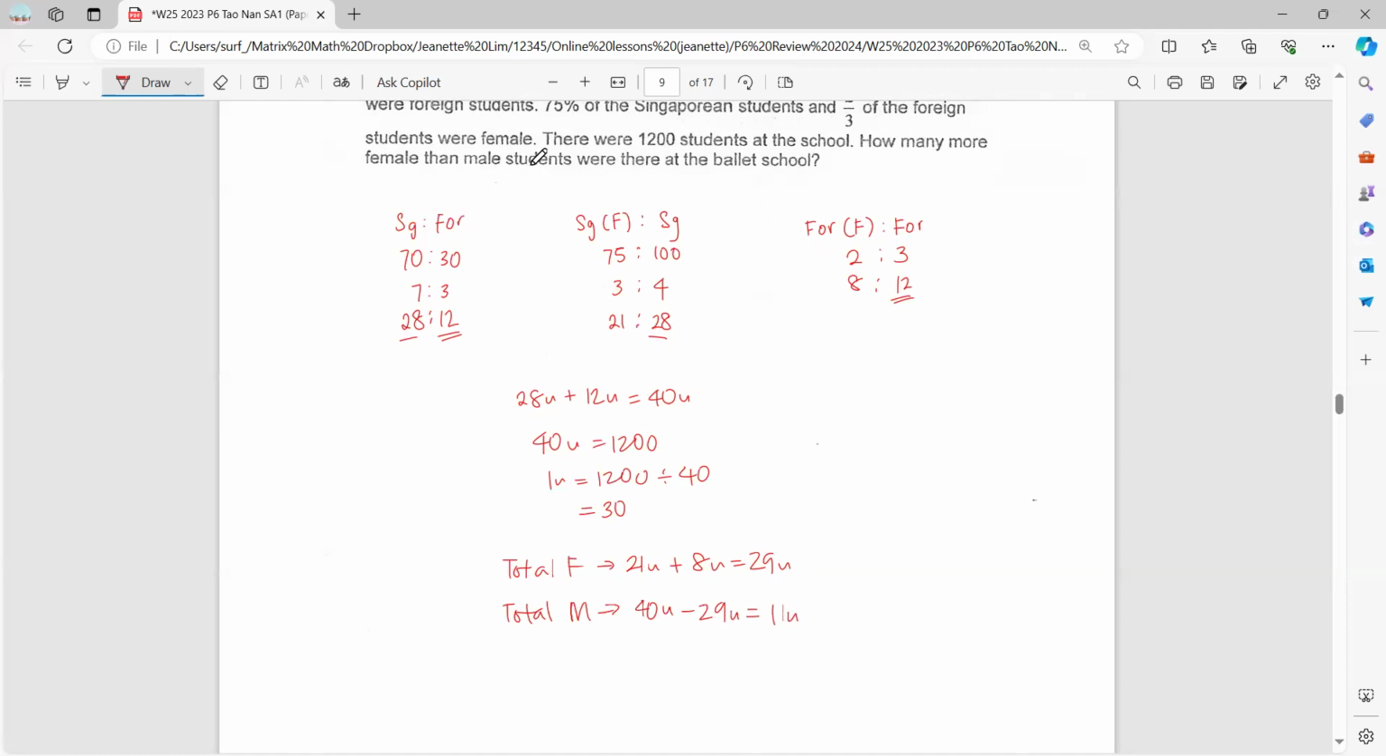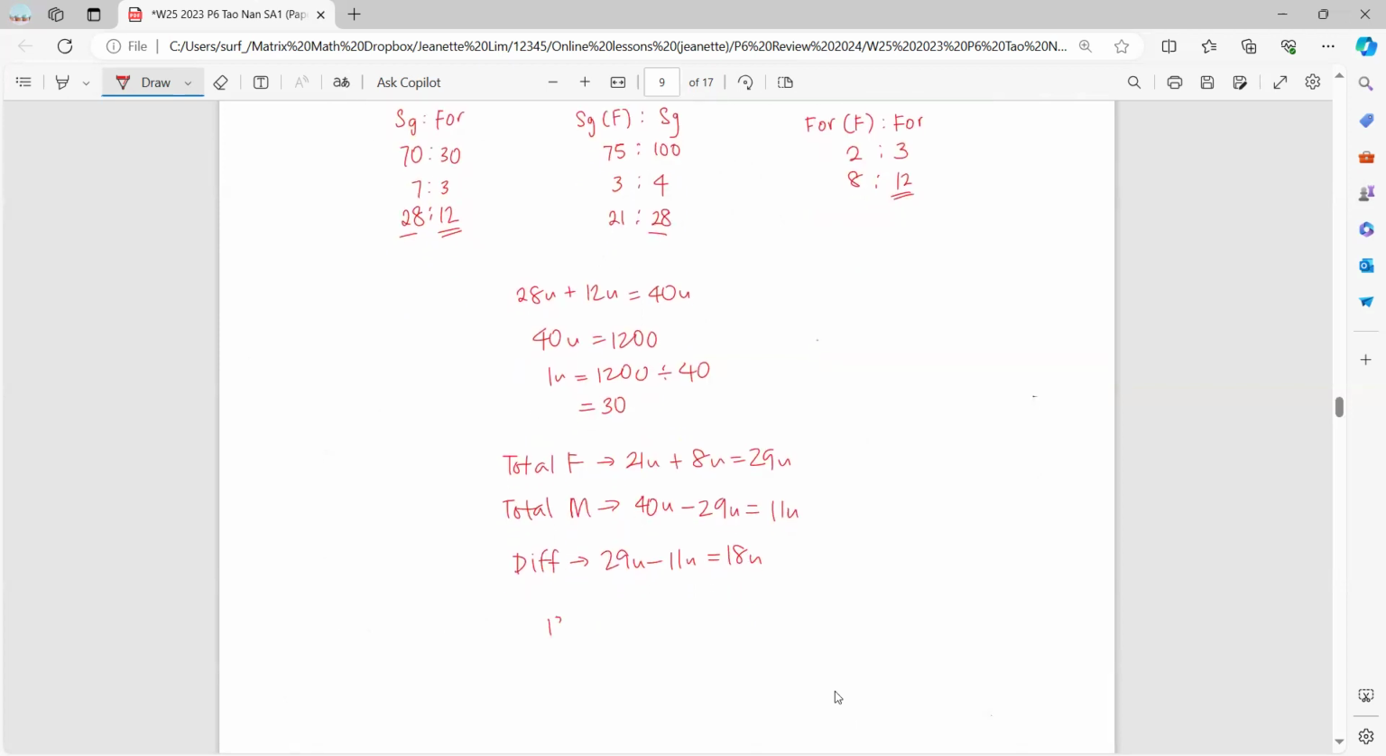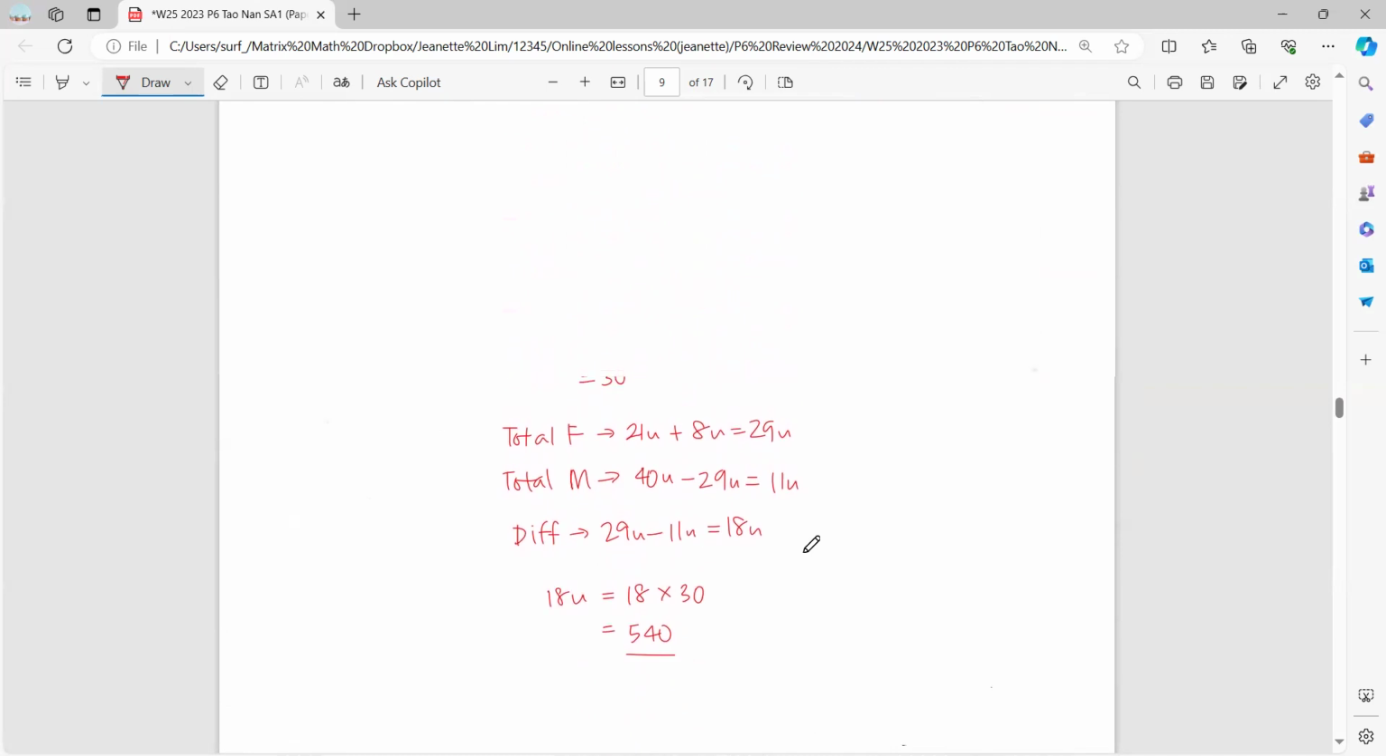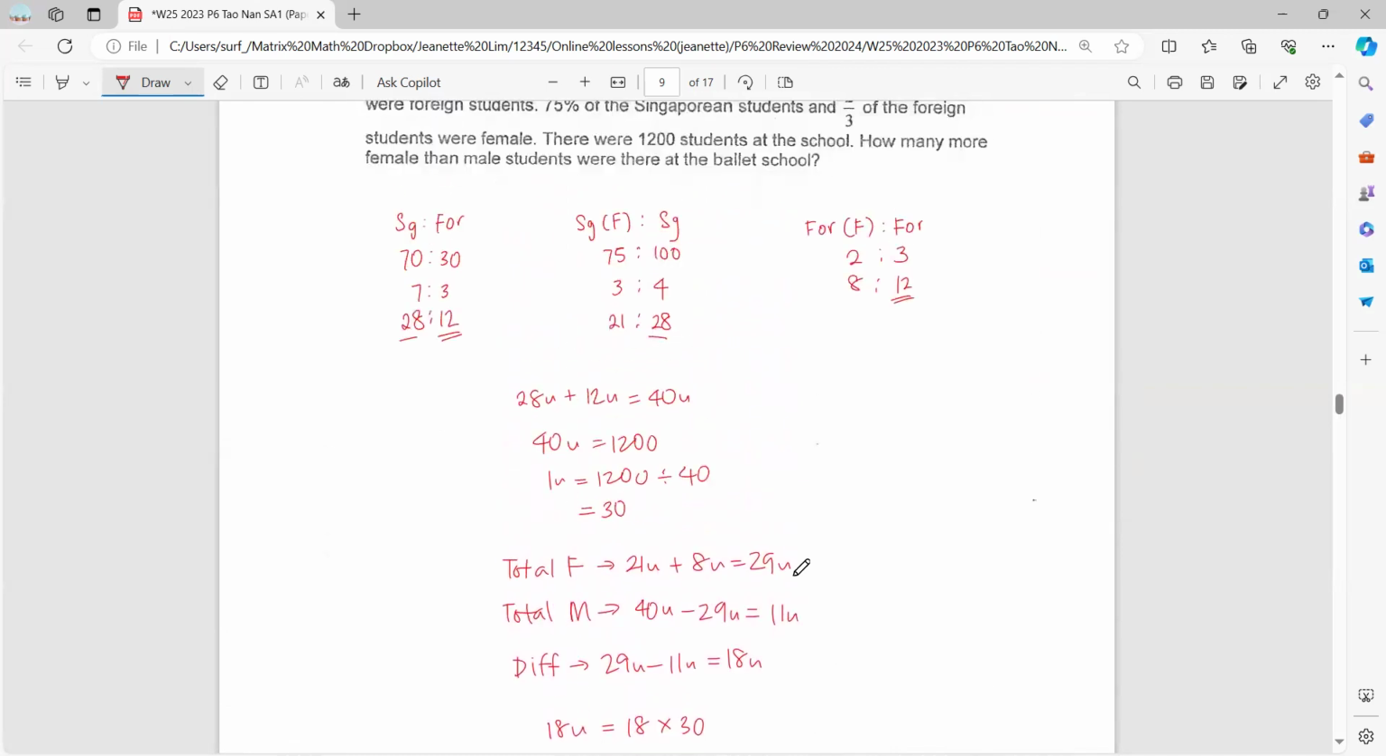How many more female than male students? We're finding a difference. So you take 29 units minus 11 units, which is 18 units. 18 units is what we're going to find. So 18 times 30, which is 540. This is the difference between the male and female students at the ballet school.